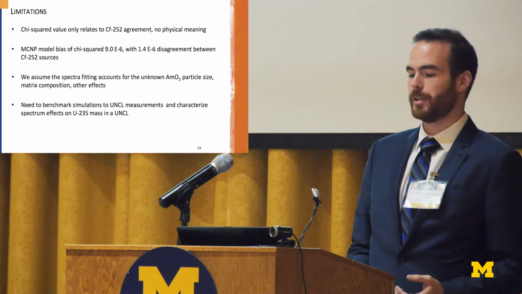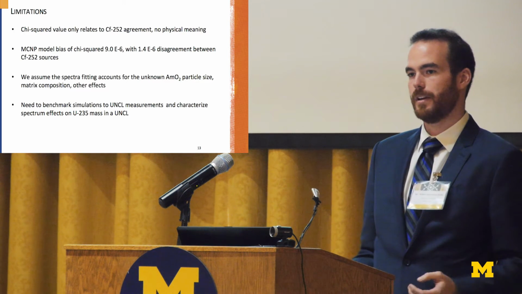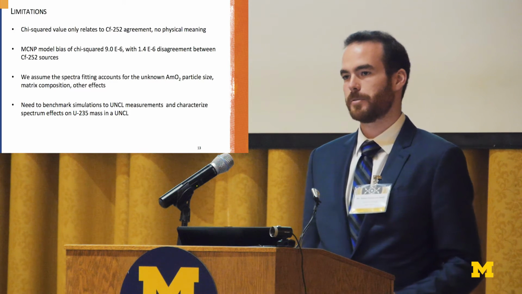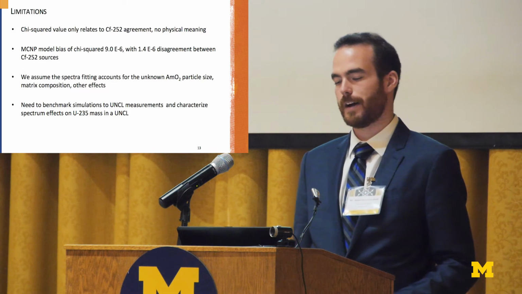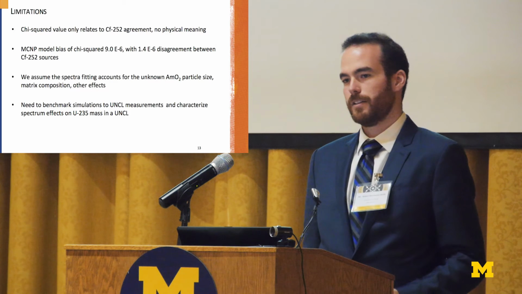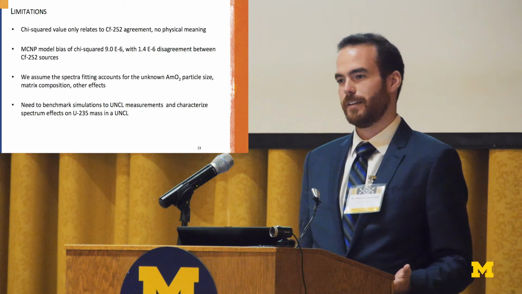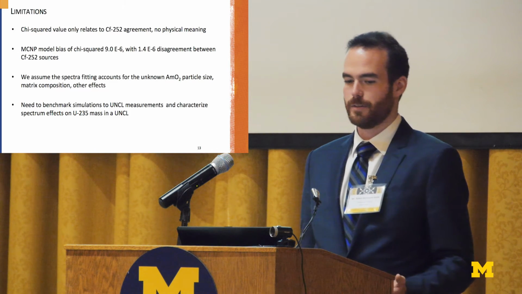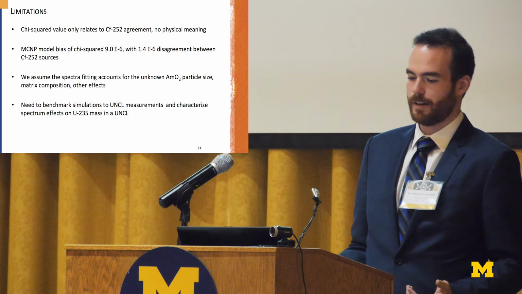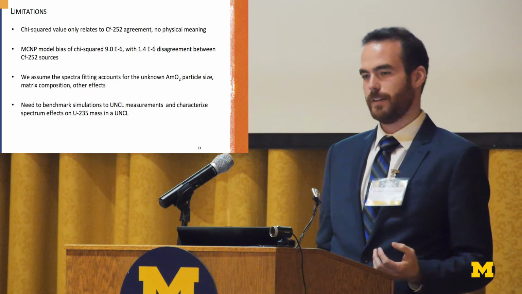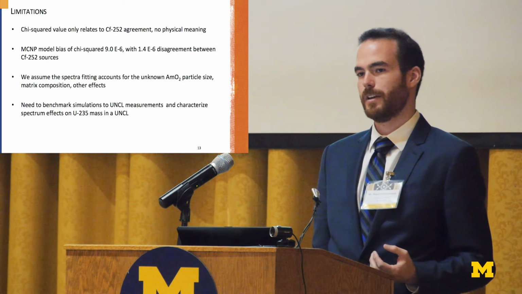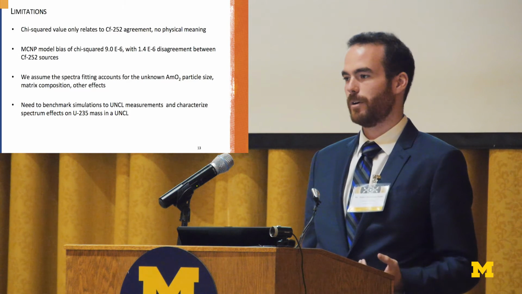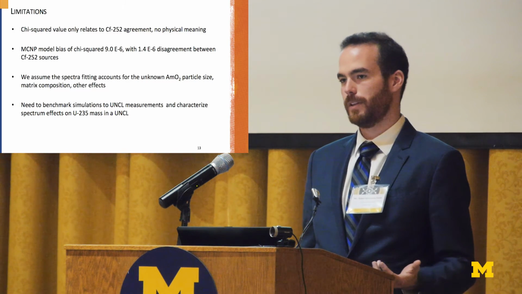And then finally, we need to benchmark these simulations to UNCL measurements to first make sure we didn't miss anything, and then to characterize the spectrum effects on the uranium-235 mass in a UNCL. So it's really easy to say that the chi-squared value is small, but again, that doesn't mean anything, and it would be much better to convert these differences in spectra, these differences in agreement, to differences in mass to A, know how well we hit the target, and B, we would know if it even matters.